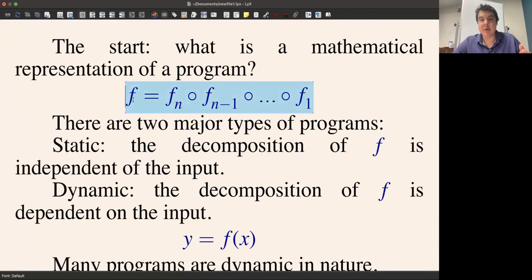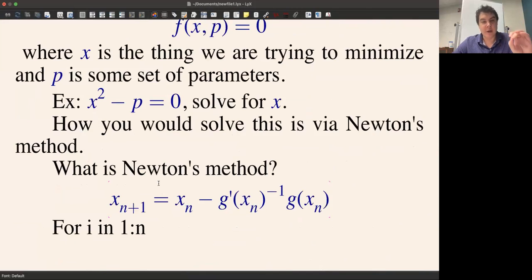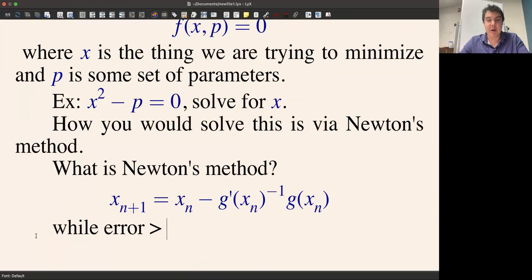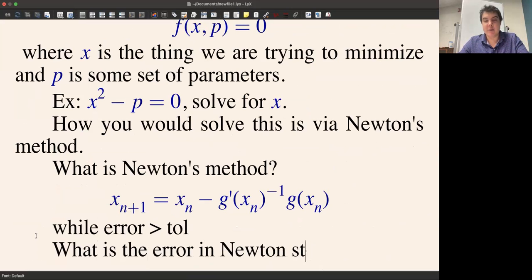So if you say, I'm going to do n iterations of Newton's method, then the calculation to get the 0 is constant. But generally in practice, you don't do that, right? What you say is while the error is greater than some tolerance, right? So what is the error in Newton steps?